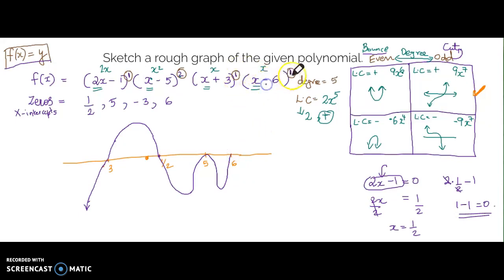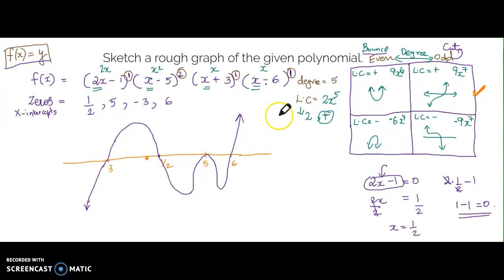At 6, the degree is odd, so I cut through and go up. So that is my end behavior. I don't have any other places where this graph is going to touch the x-axis because I do not have any more x-intercepts. So that's the end of the shape of this graph. Now this looks like it's not a perfect graph, it's just a rough graph.